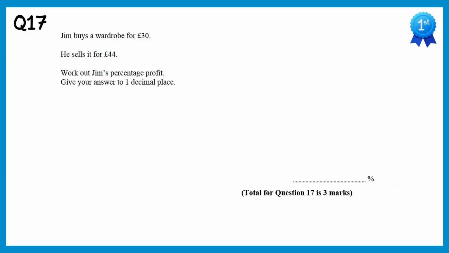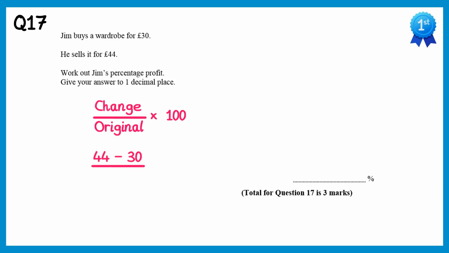To find a percentage profit we will use the formula change divided by original times 100. In the question, Jim buys the wardrobe for £30 and sells it for £44, so the change is 44 take away 30. The original amount is £30 since that's what the wardrobe was bought for, and then we times by 100. On the top, if we do 44 take away 30, that's 14, divide by 30 and times 100.